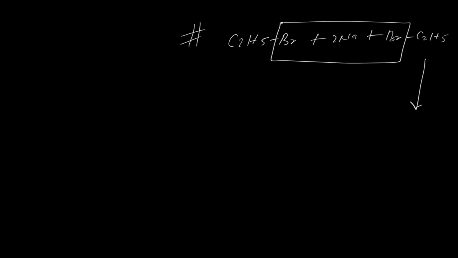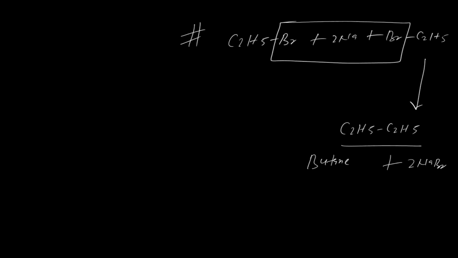So bromoethane is C2H5Br. C2H5Br plus 2Na plus BrC2H5 will give you 2NaBr, and it will form C2H5-C2H5. This is the 4-carbon alkane, which is butane. So this is about the Wurtz reaction.